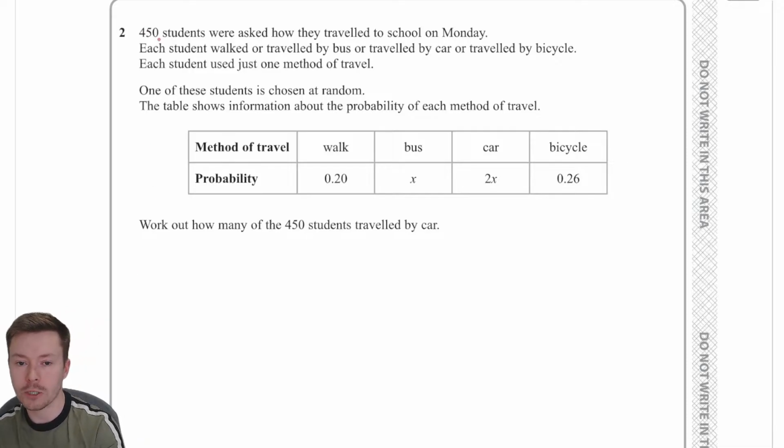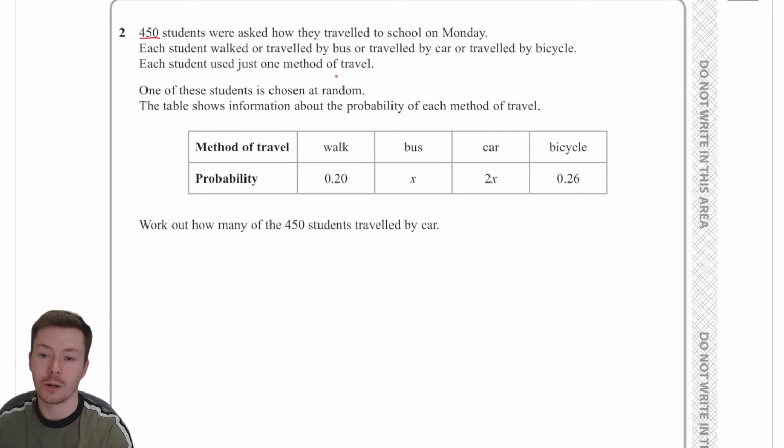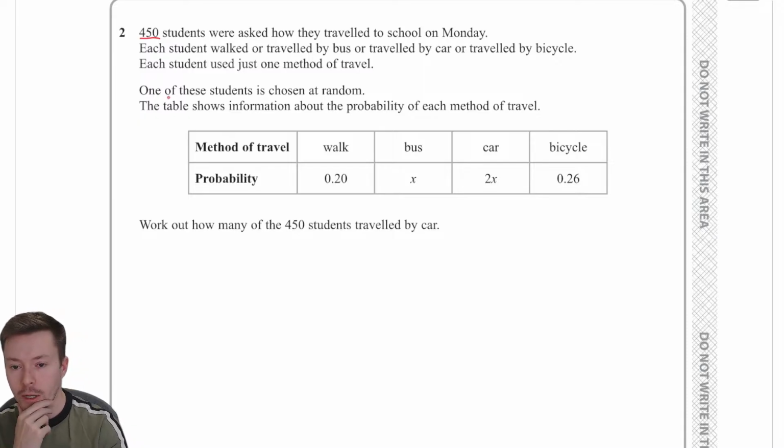Right, 450 students were asked how they travelled to school on Monday. Each student walked or travelled by bus or travelled by car or travelled by bicycle. Each student used just one method of travel. And that's important because that means we know that all of these probabilities have to add up to 1. And that's the first thing we're going to use.